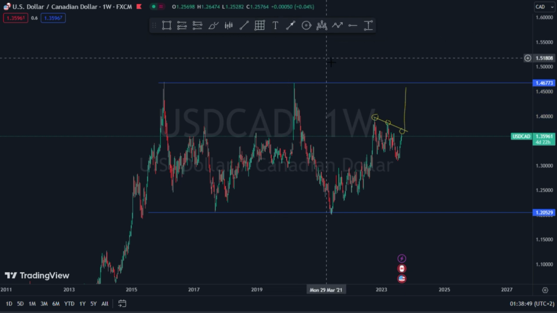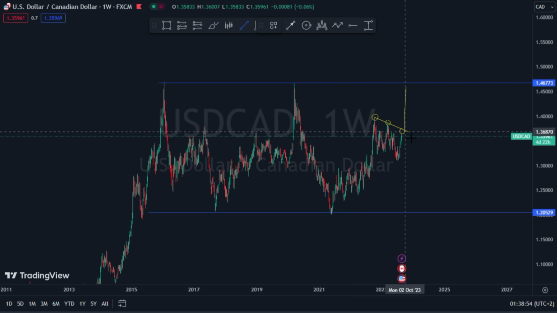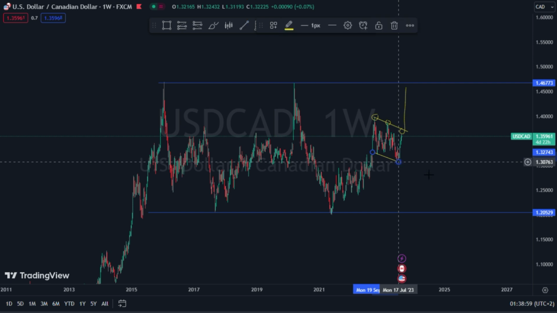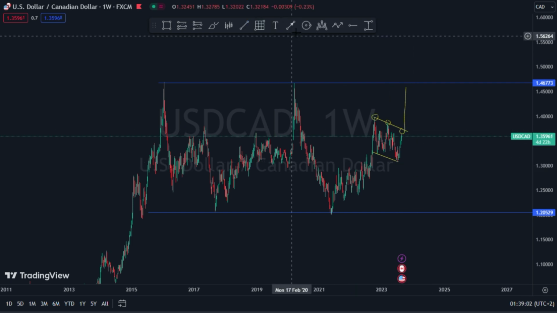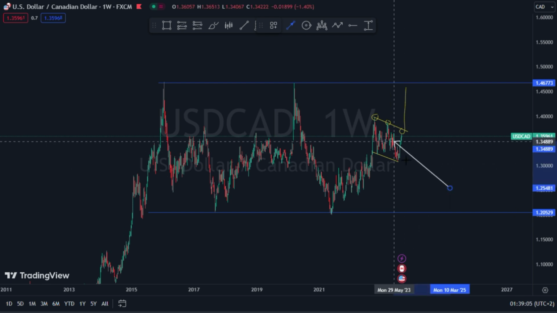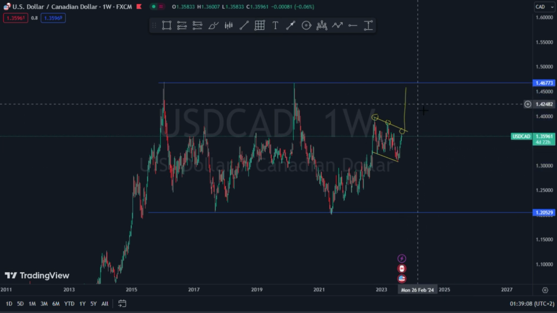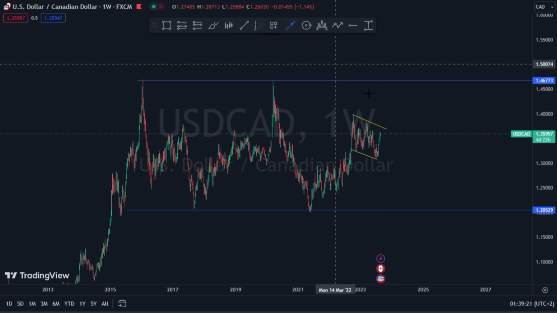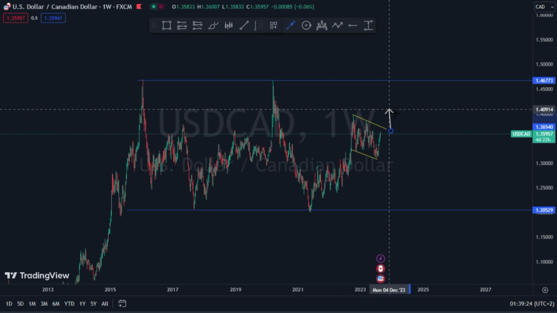We also have that 1 2 3 formation when we look onto the lower level of this same structure. 1 2 3 formation right there. So this structure right here is representing a continuation pattern to the upside, right? With that being said, let's quickly look at how the market is gonna get to that area. Let's quickly look at how the market is gonna move from this area to that area right there, right?